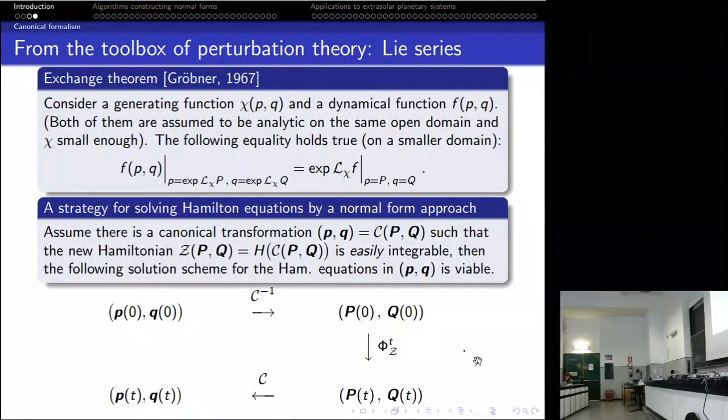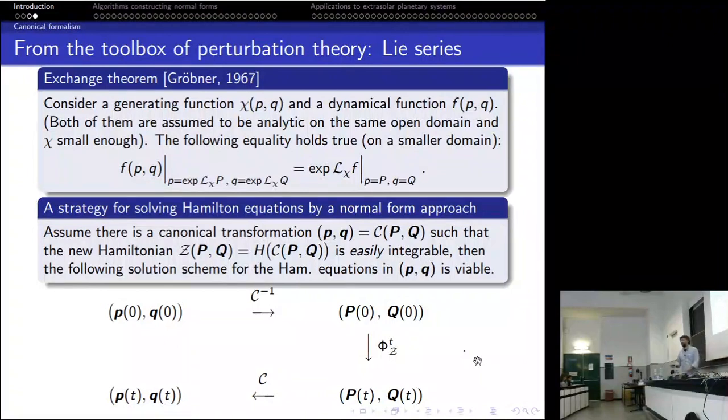And this also moves us in the direction of the normal form procedure. As I used to say, normal form is an empty concept, but in order to describe the strategy, let me do this. Suppose that you are able to express a canonical transformation such that the new Hamiltonian is easily integrable. Since the new Hamiltonian is integrable by mathematical definition, also the old one is integrable. But in this new Hamiltonian you solve the equations of motion very quickly.